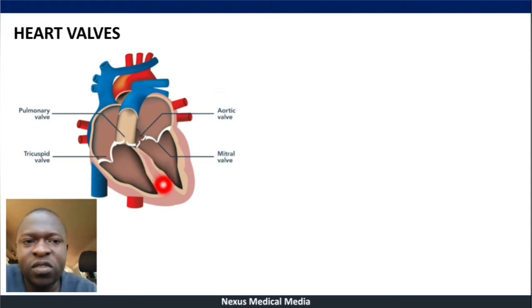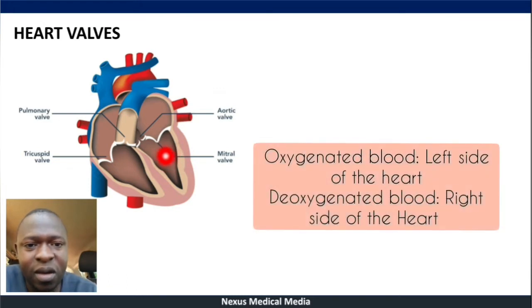So this is the interventricular septum. What's the significance of this? It separates oxygenated blood from deoxygenated blood. Where do you find oxygenated blood? Mainly here in the left ventricle. And where do you find deoxygenated blood? In the right ventricle, right?